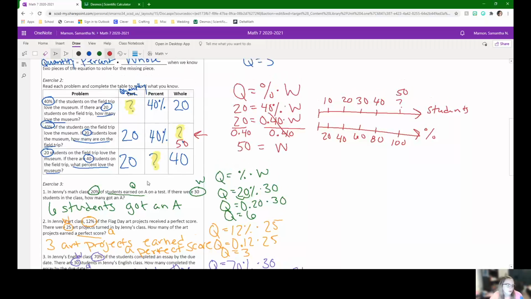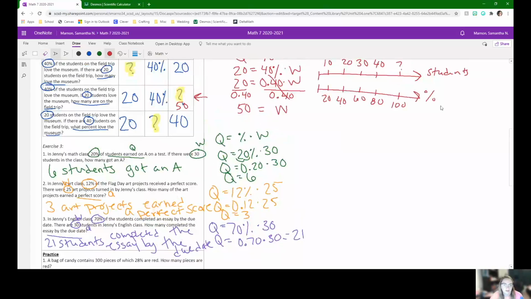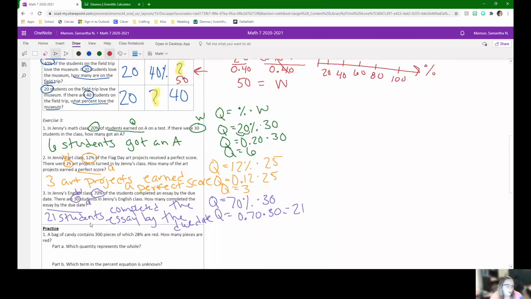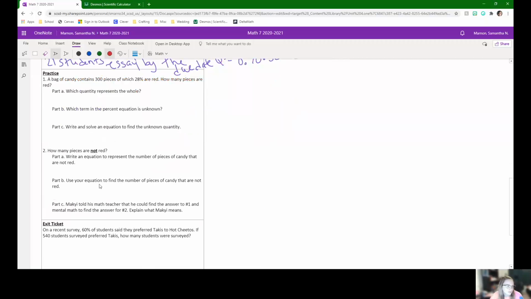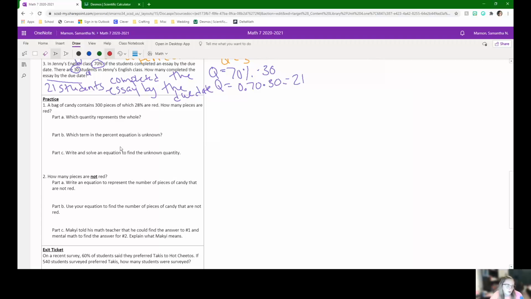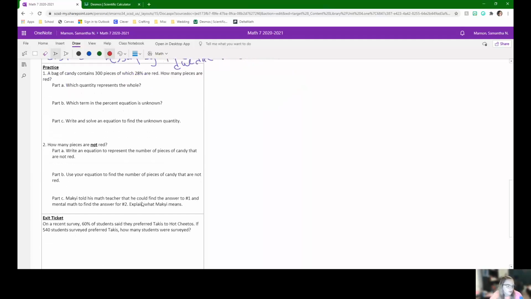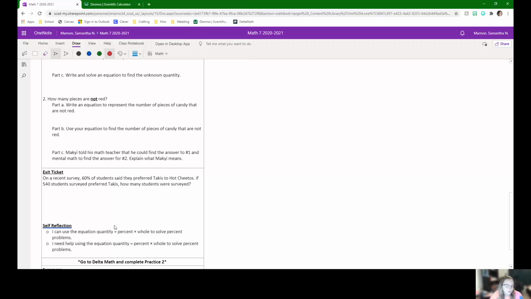So those are the notes for today, and some more extra. You have 2 practice questions. They do have multiple parts, but it'll take you not as long because some of these questions, like which is the whole, are actually related and about kind of the same thing. Then you have an exit ticket about how many students were surveyed. If 60% said they preferred Takis to hot Cheetos, and 540 like Takis, how many total were surveyed?